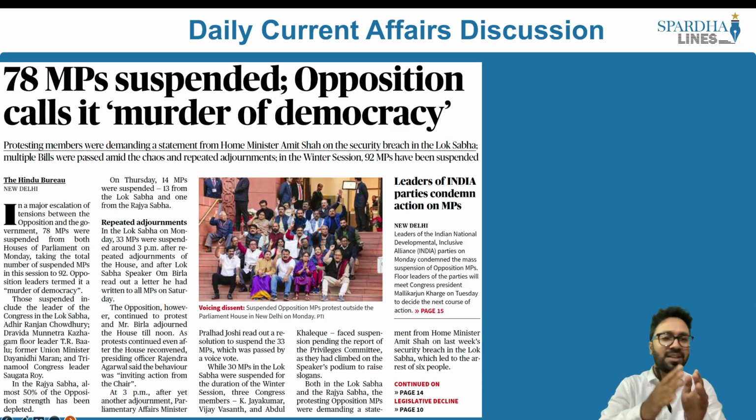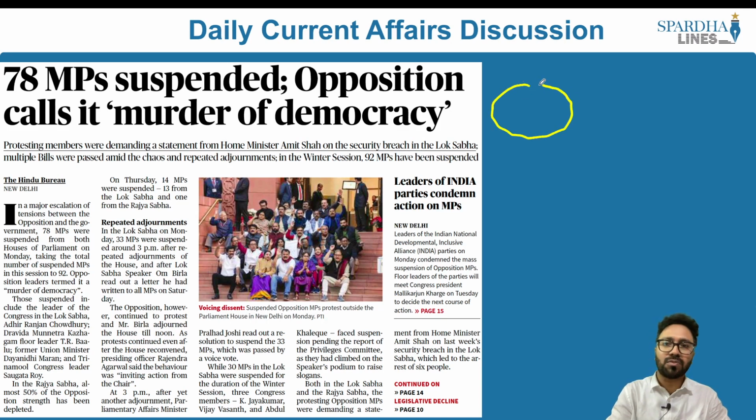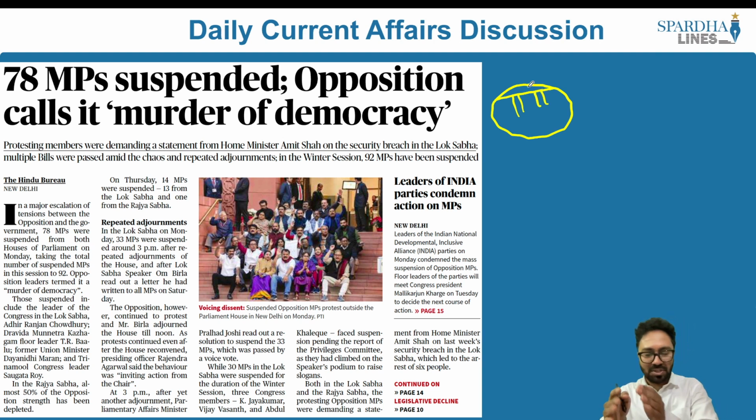When it comes to the general rules that are followed, why exactly does suspension of members happen? Let's say for example we have the house. Within the premises of the house, we also have the presiding officers who will be seated. Close to the presiding officers, you will also have the members who will be seated, and these members will ultimately be the treasury benches.